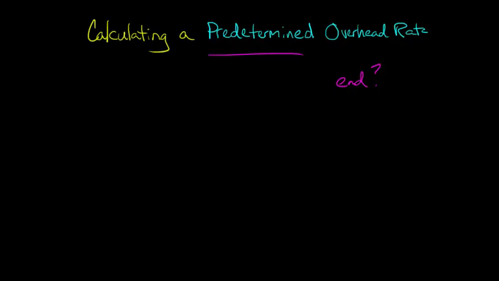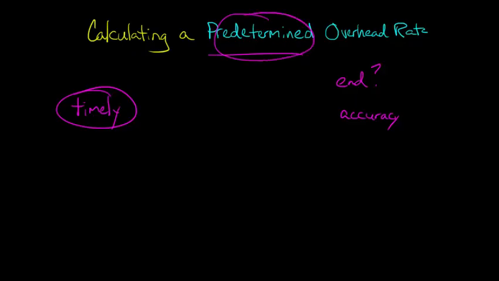Well, we have to remember that cost accounting information is intended to be timely and relevant. Even if we have to sacrifice some accuracy by not waiting to the end of the period, it's more timely if we can get the numbers right now, even if we have to use an estimate, right? Which is ultimately what we're doing with a predetermined overhead rate.